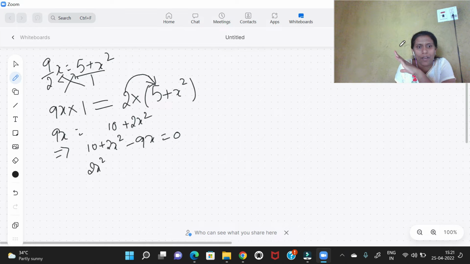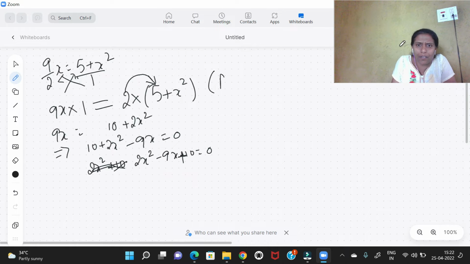Now 2x square minus 9x plus 10 is equal to 0. Done? Yes, this is just a rearrangement. Okay, fine. So now I'll do one thing. Okay, so now you may get confused. I will write like why is this, why this, why this, like that. So what I do here is I'll write like what kind of steps I have done.